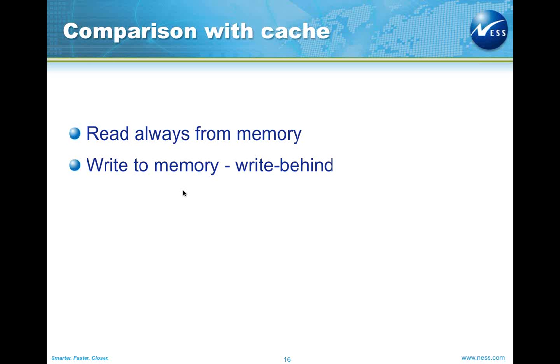So IMDGs provide you capabilities such as write-throughs, which is synchronous in nature, where an update to the cache makes sure that the update also happens in the underlying RDBMS or the file store, whatever the storage is. Or write-behind, which is asynchronous in nature, where the writes happen at a later point in time and update the RDBMS or the file store. Now, that is how IMDG compares with the cache.